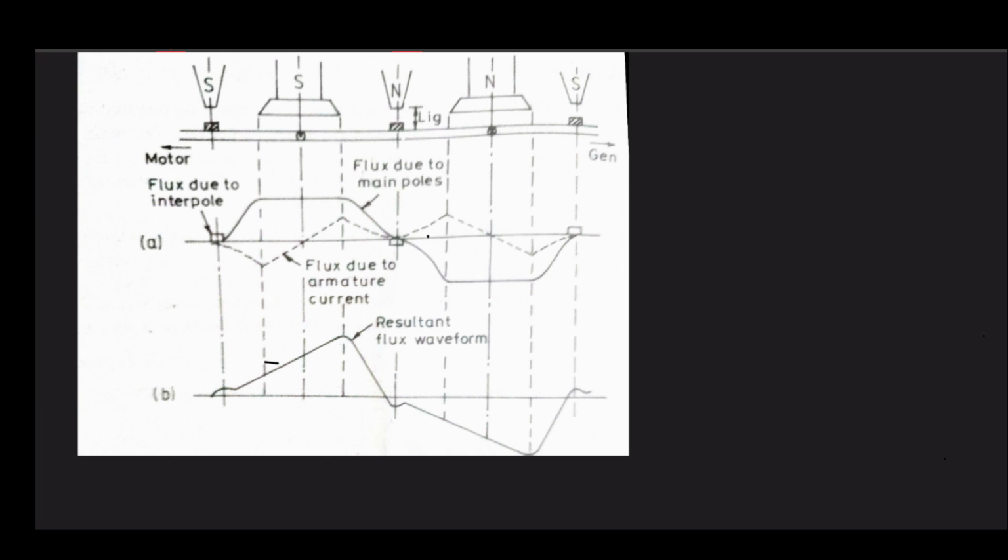Now one thing you must understand is that what they have shown by this dashed line is the corresponding effect of flux due to armature current and interpole. Had we considered only the armature flux, what would be the nature of that flux? That would be something like what we have seen in the previous cases. Just let me draw that one. You will get an armature MMF like this.